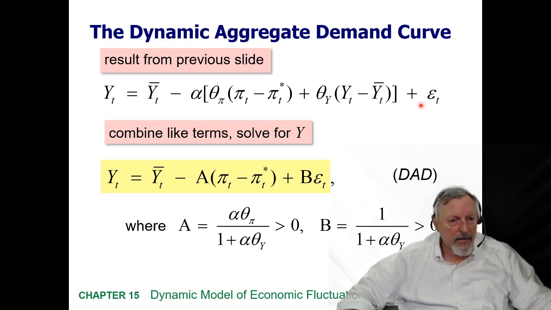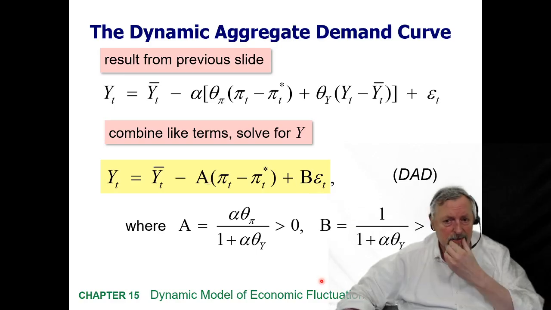Now, if we combine terms and solve for y, we get this. This much simpler equation is the dynamic aggregate demand curve. Now, I've substituted in A for this bit and B for this bit. In the book, they don't do that. Where I show A here, they have that. And where I show B here, they have that. So if you're looking for A and B in the book, you're not going to see it.